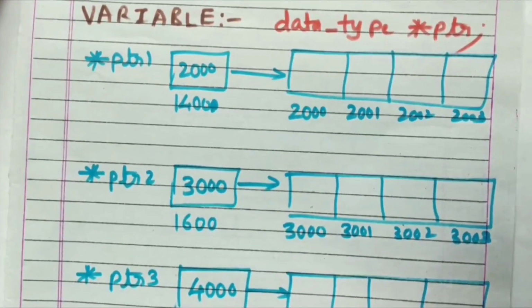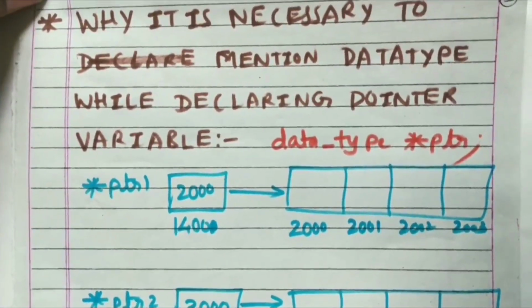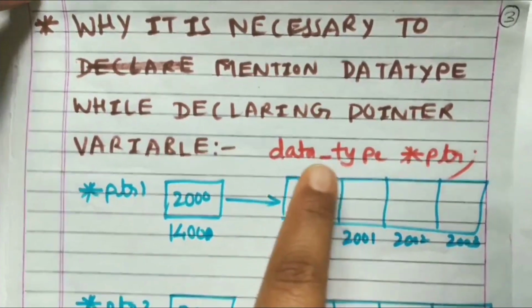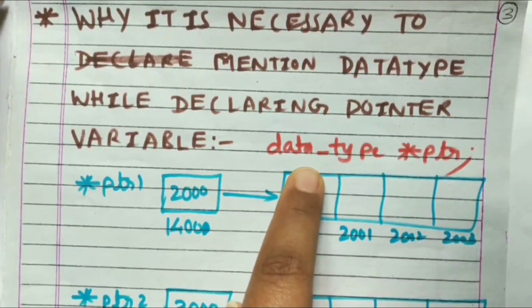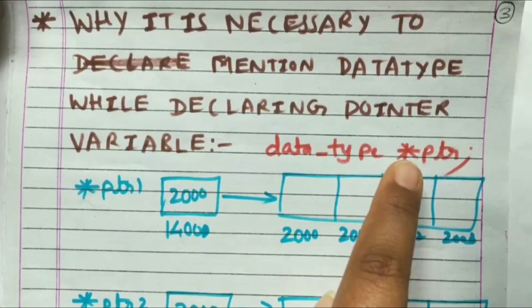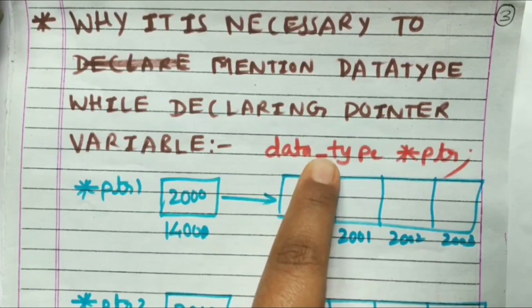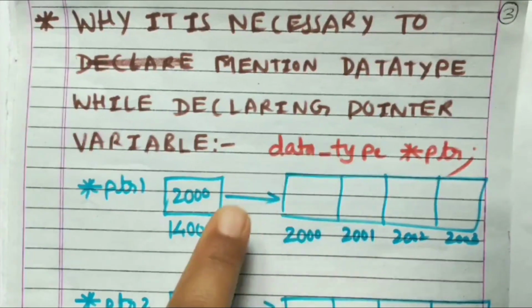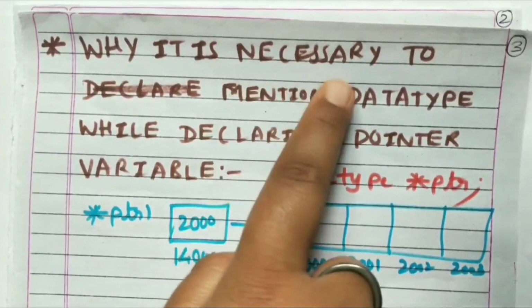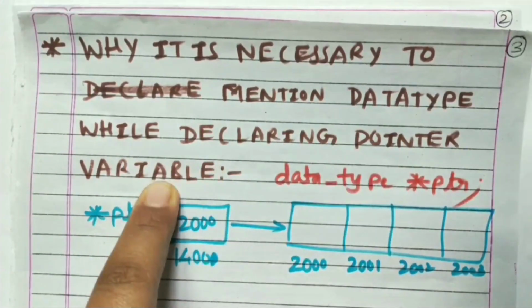Next, when we declare the pointer variable iptr, the syntax is data_type *ptr. Whenever we declare a pointer variable, we always write this data type. So we'll see why it is necessary to mention the data type while declaring a pointer variable.